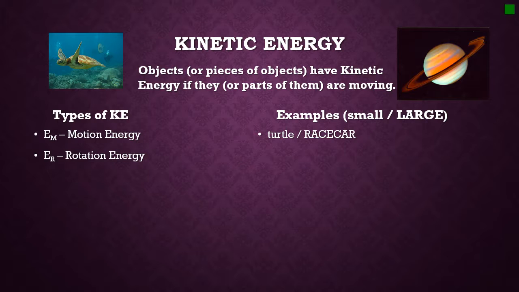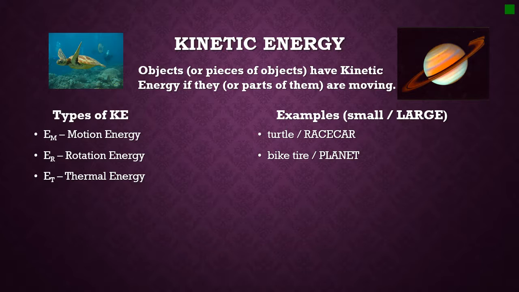The next type of energy we'll talk about is rotation energy. This is the energy associated with an object or part of an object spinning. Something that might have a small amount of rotation energy might be a bike tire turning, and something that might have a larger amount would be a whole planet.